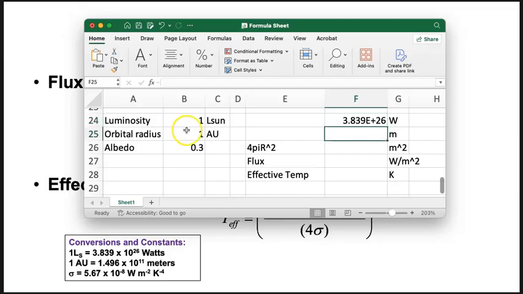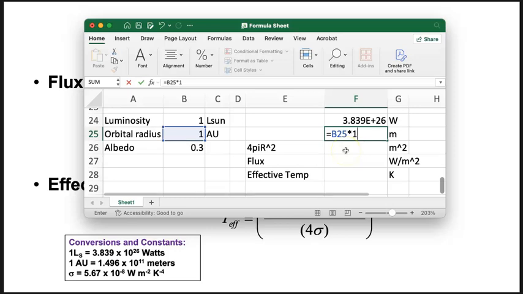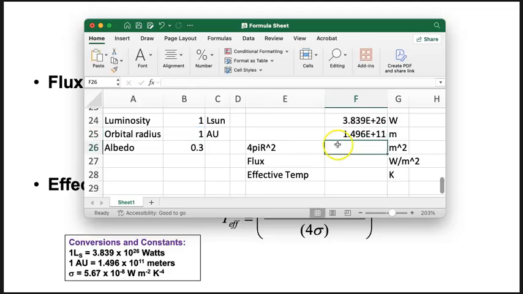Now let's convert the orbital distance into meters. So we're going to do that by taking the number of AU and then multiplying by the number of meters in 1 AU, which is 1.496 E11. All right. So that'll convert the orbital distance or the orbital radius or the semi-major axis. 3 ways of saying the same thing.